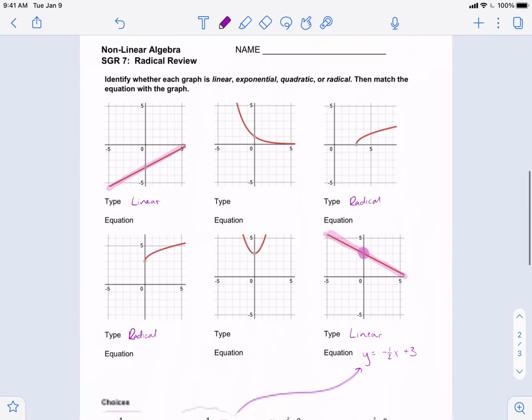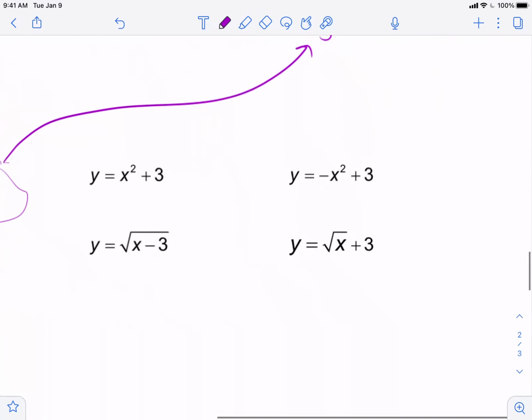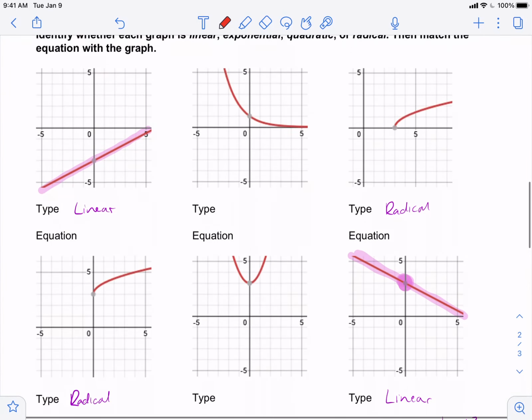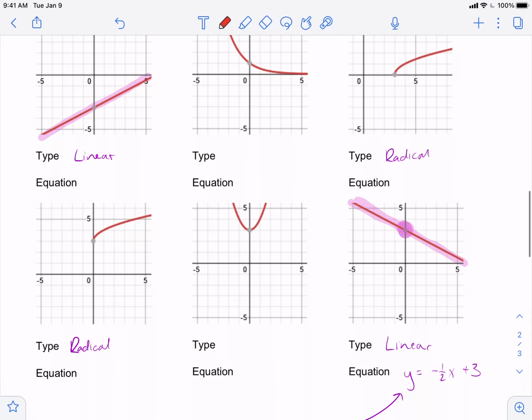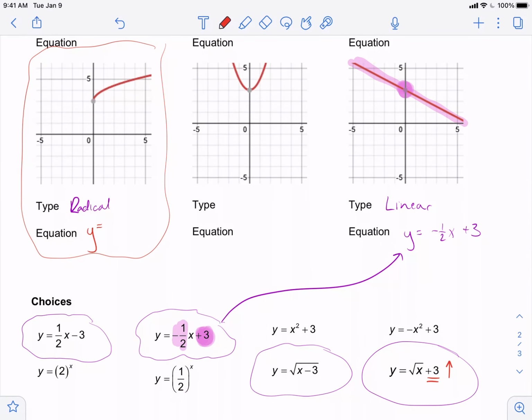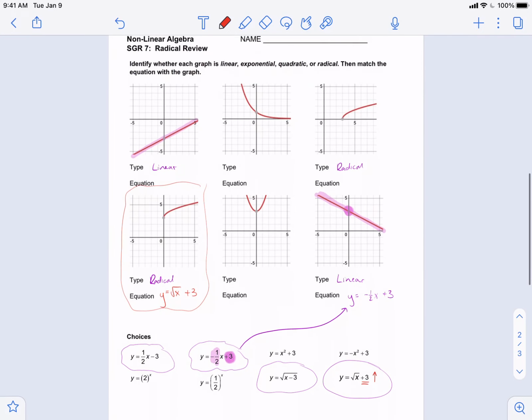Now, when you're looking at this one and you get down to your equations, using what we know now, you should hopefully be able to get to an answer a little bit quicker than we did the first time. We know that this 3 is going to shift our square root function up. So if I'm looking at my graphs, which one has a square root function that was shifted up? Well, that's this one over here. So we know that this equation must be y is equal to the square root of x with the plus 3 on the outside, just like so.